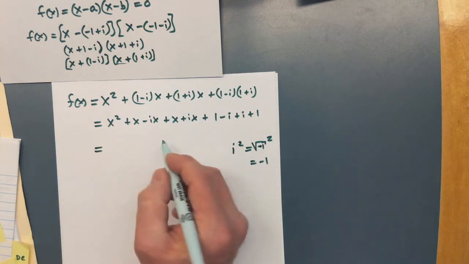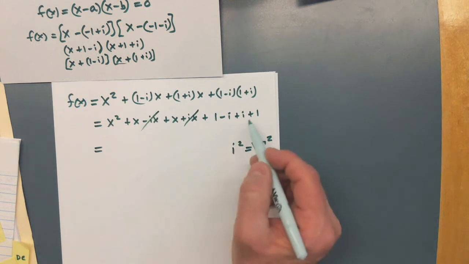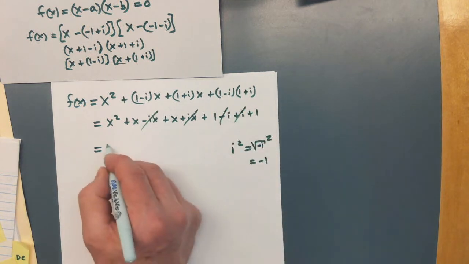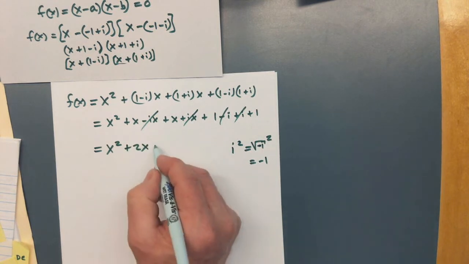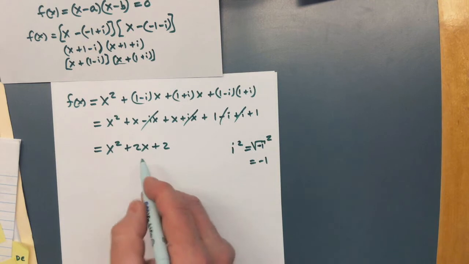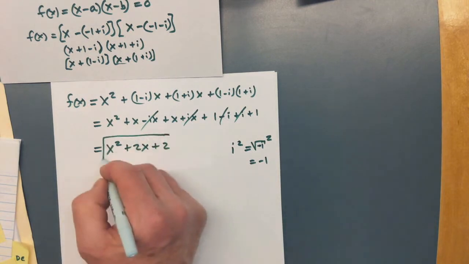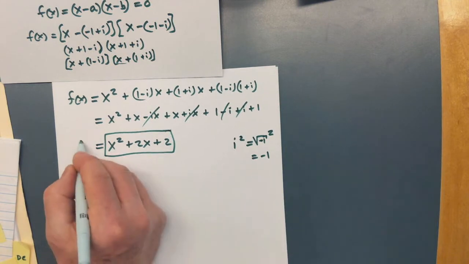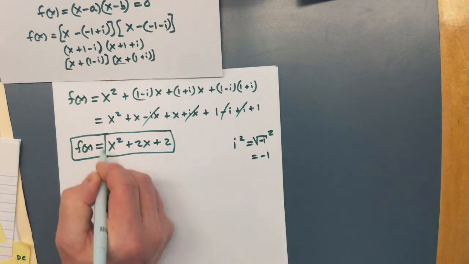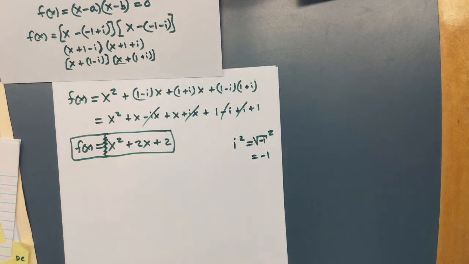And so we have what? We get some things that cancel out here. That goes out, that goes out, that goes out. And we finally have x squared plus 2x plus 2. And that's it. That's the function. I wrote that f of x equals that. And so if you were to plot that, you'd see that it doesn't cross the x-axis, and that's why the two roots are complex values.